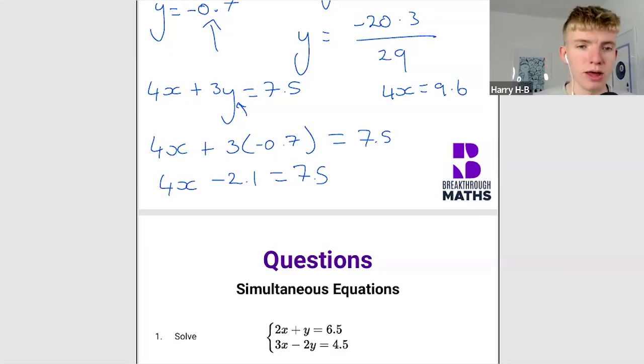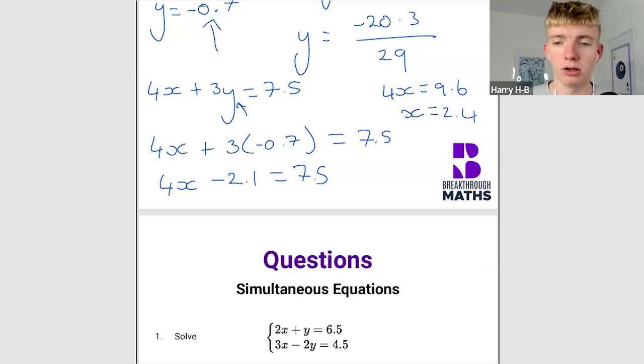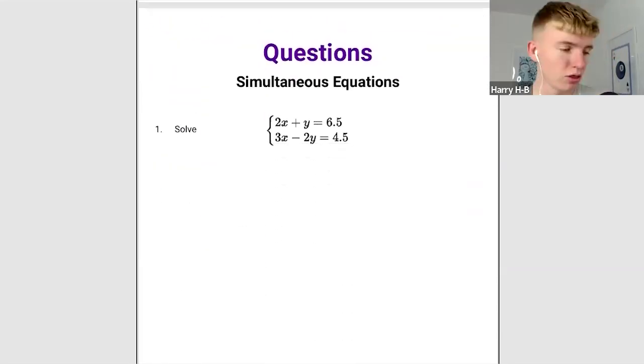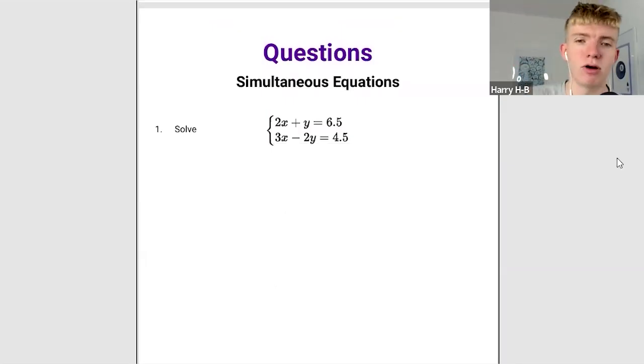And then do that on our calculator if you need to, to get the answer of 2.4. So x is equal to 2.4. So x equals 2.4, y is equal to minus 0.7. Hopefully that made sense. And that was quite a tricky one. I would say those type of questions would give you at least 4 marks in your exam, maybe even 5.